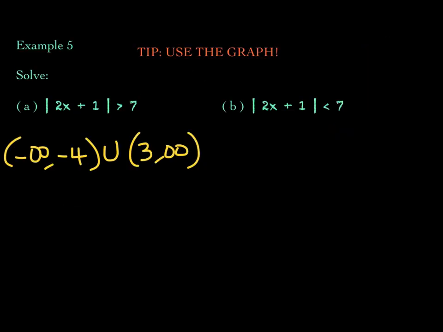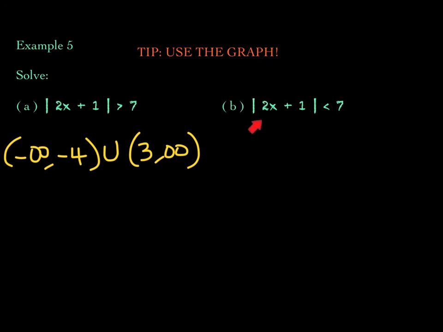Now be careful here. You do not put brackets on -4 or on 3. The only reason is because this is strict. So you are not including -4. You're not including 3. That's what the parentheses mean. If you would have put brackets on -4 and 3, you would be including those endpoints. You can only do that when this inequality is non-strict. So if this had been a greater than or equal to, then I would put a bracket on -4 and 3.